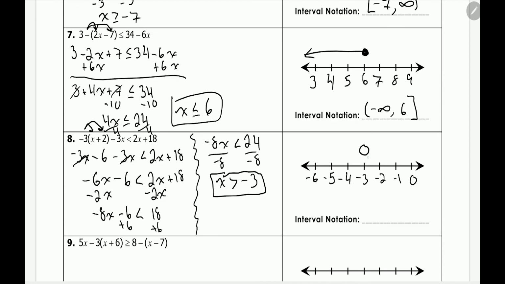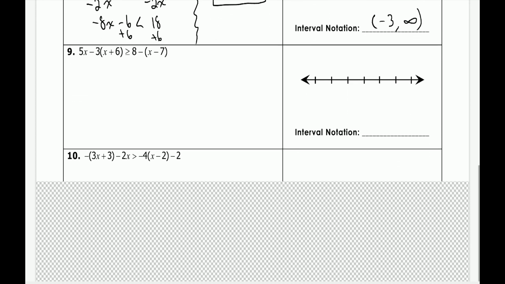And should we put an arrow to the left or to the right? Well, where are the numbers that are greater than negative 3? They're to the right. So, should I have parentheses or brackets at the beginning? Should be a parenthesis, negative 3, comma, infinity, parenthesis. And that's it for number 8. Let's take a look at number 9.